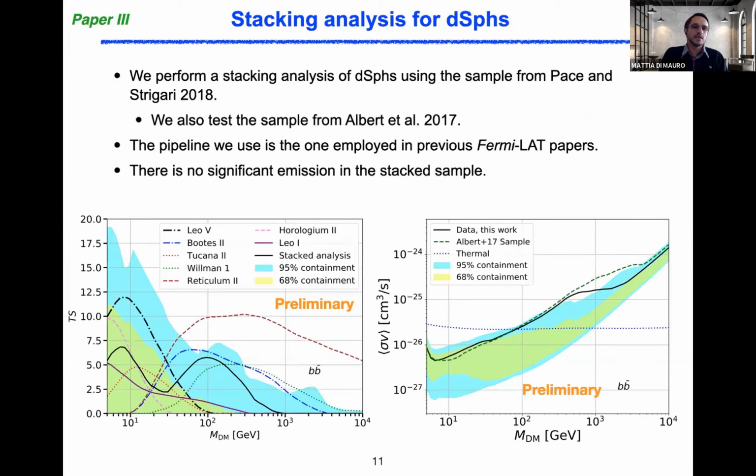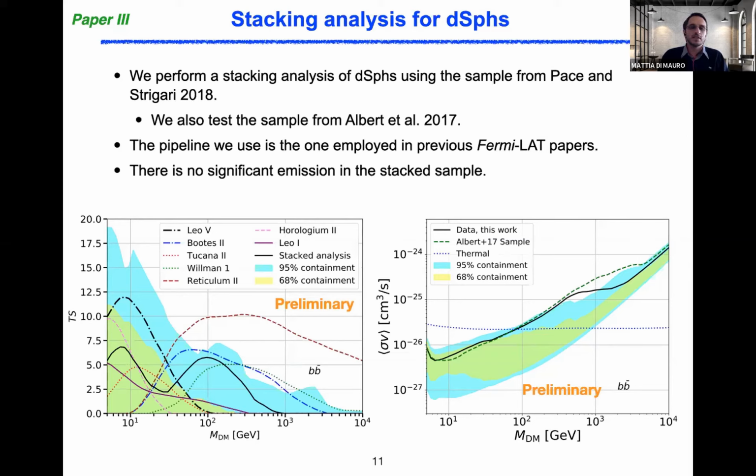And you see on the left the TS, the test statistic, as a function of mass for the candidates that we detect with the highest significance. Among them, we have Reticulum 2 that has been investigated in the past as one of the most promising dwarfs. But as you can see, the stacked sample, that is the solid black line, has TS that are at most 7.